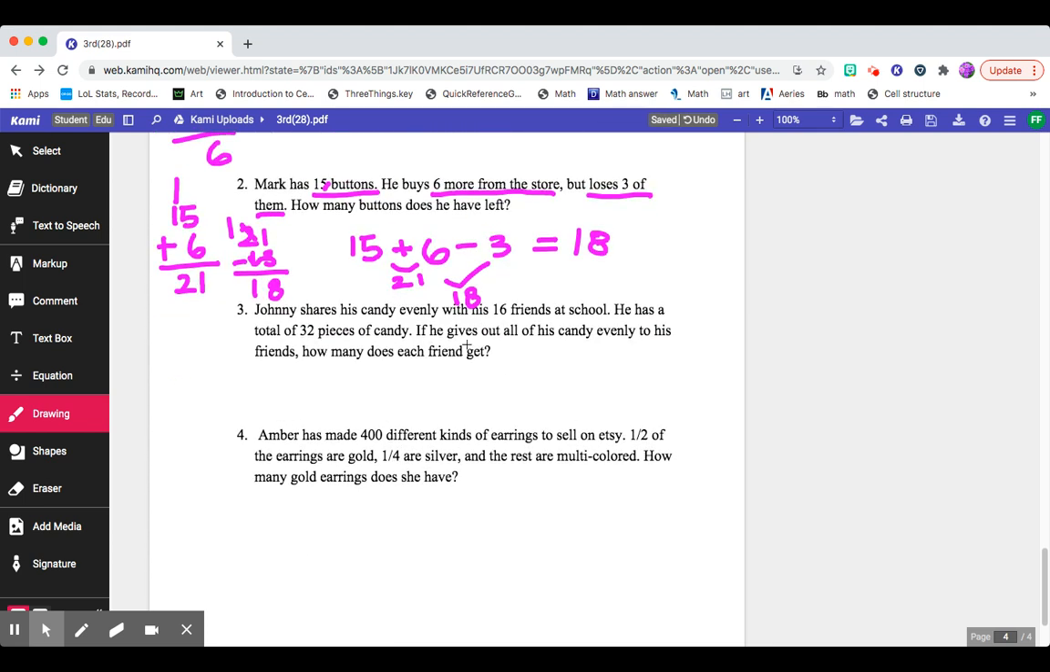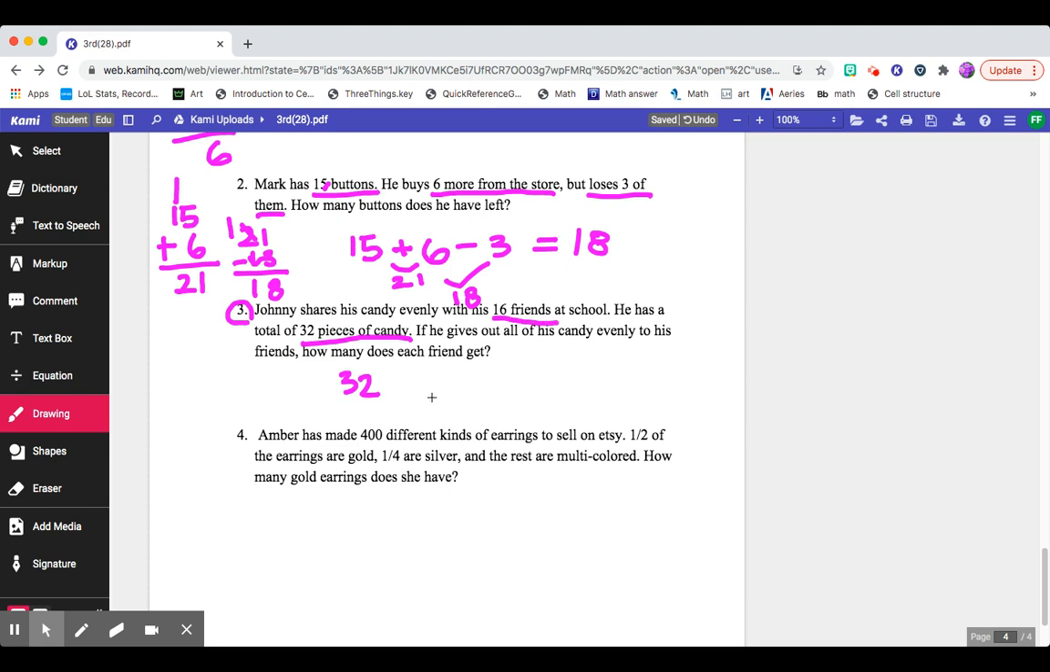Let's try the last question, number 3. Johnny shares his candy evenly with his 16 friends at school. He has a total of 32 pieces of candy. So he had 32 pieces of candy, but he evenly shares with 16 of his friends. If he gives out all of his candy evenly to his friends, how many does each friend get?